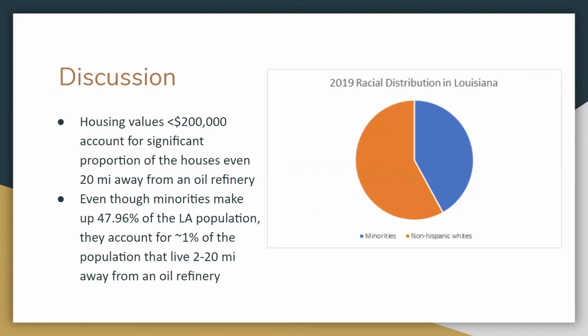Housing values under $200,000 account for a significant proportion of the houses, even 20 miles away from an oil refinery. Additionally, even though minorities make up about half of the Louisiana population, they only account for 1% of the population that lives within 20 miles from an oil refinery. We thought this was extremely surprising, both because it goes against our hypothesis and also because that number is really low for anywhere. This could have been for a couple of reasons. One thought was that the census data, which is the data we used, might have been incorrect or flawed.